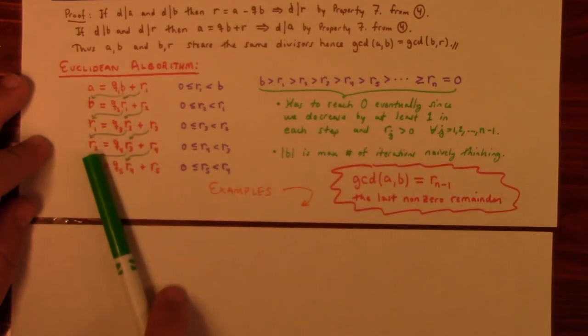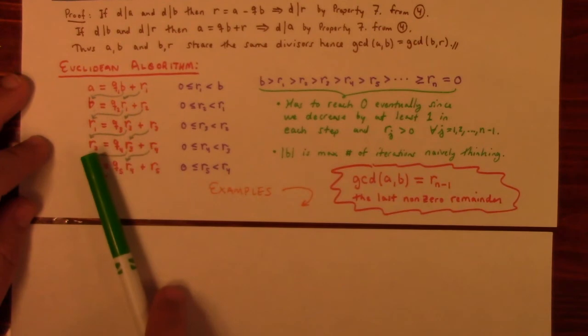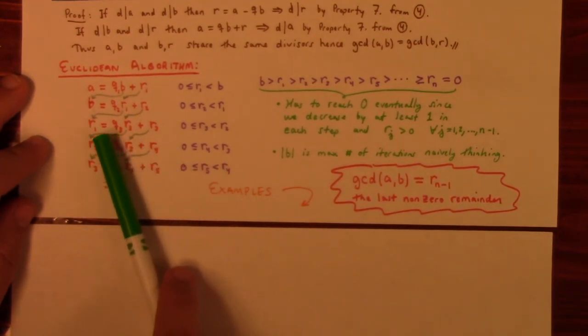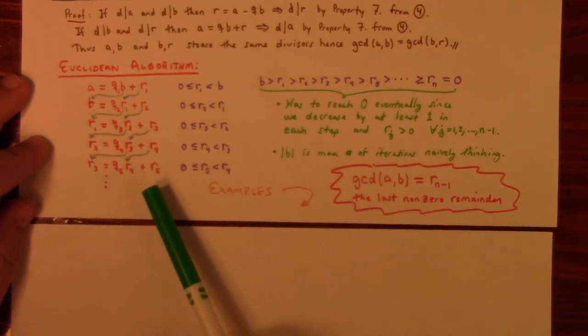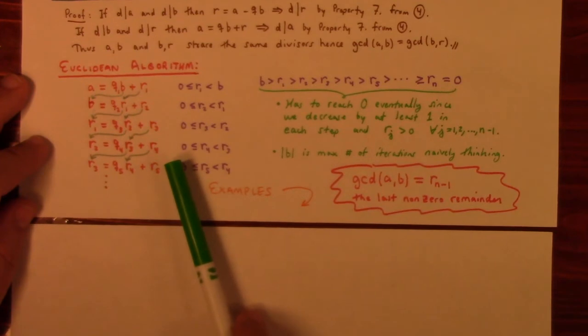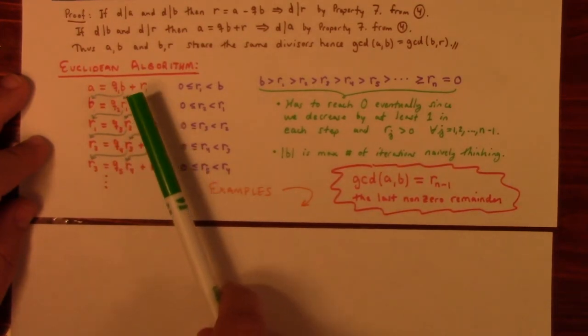Then I move the second remainder down here, and I move the third remainder down there, and I divide the second remainder by the third remainder. That gives me a fourth quotient and a fourth remainder. And I keep doing this, all right? At each step of this process, we have the same set of divisors of A and B.